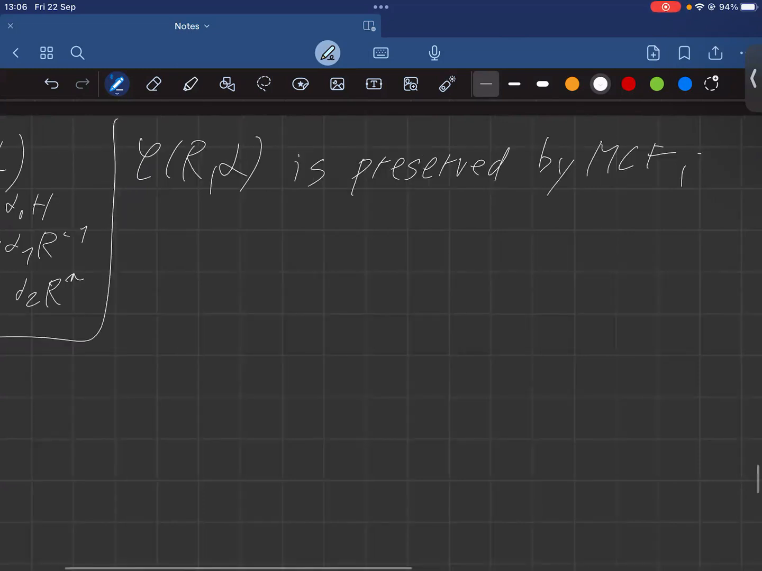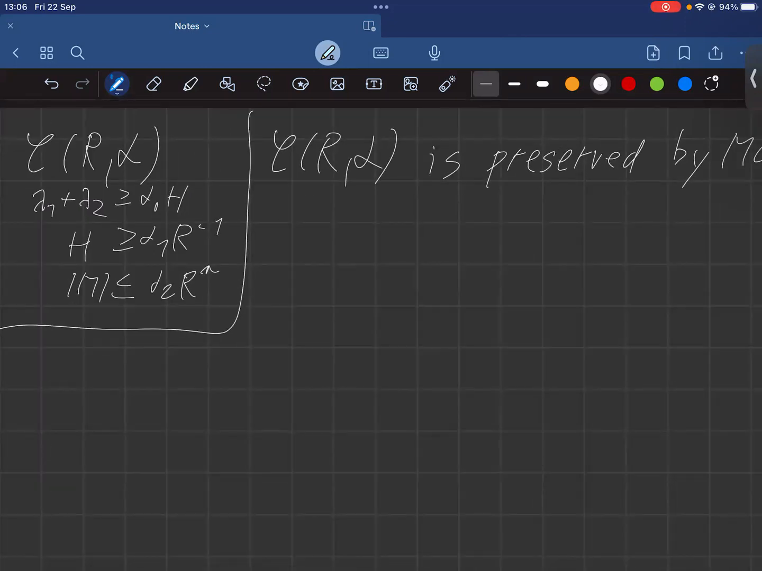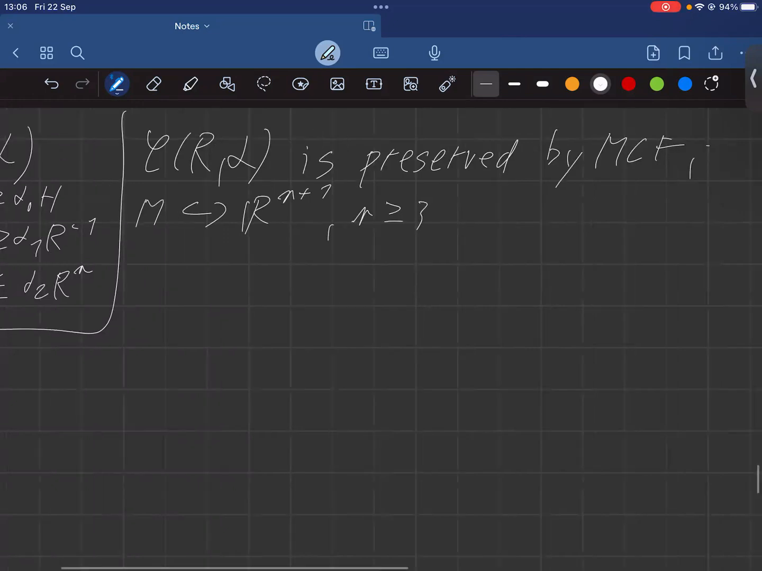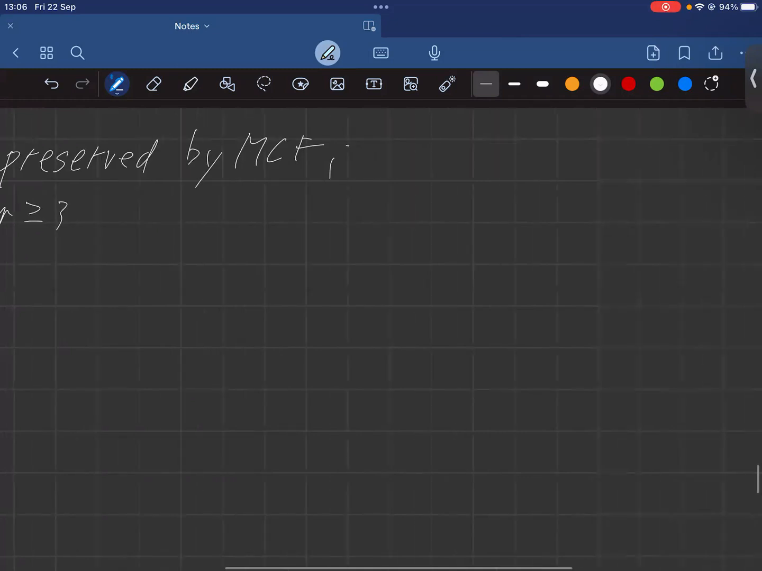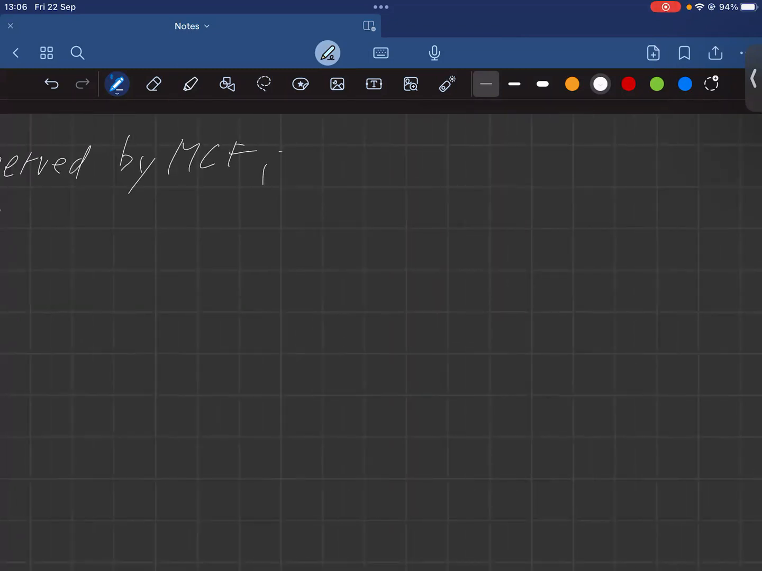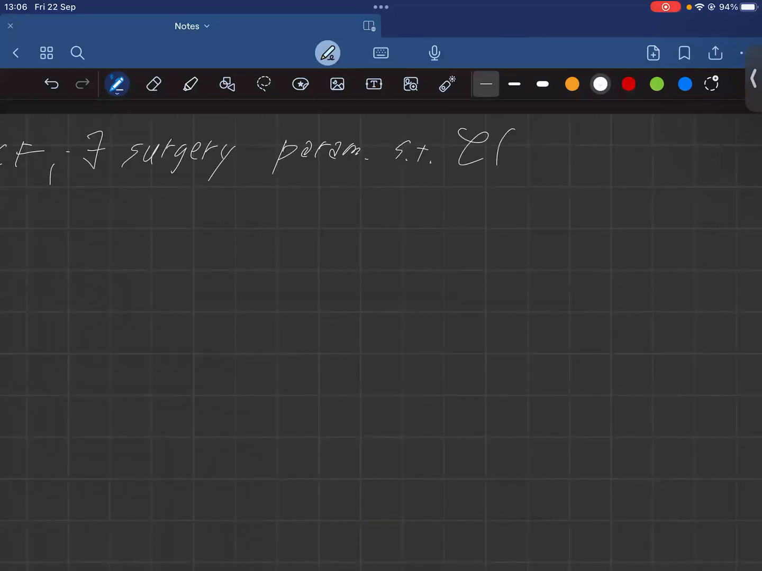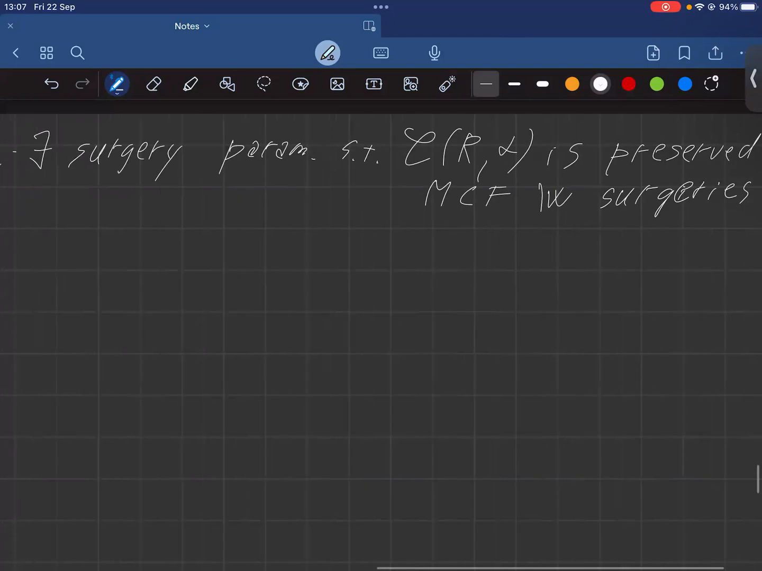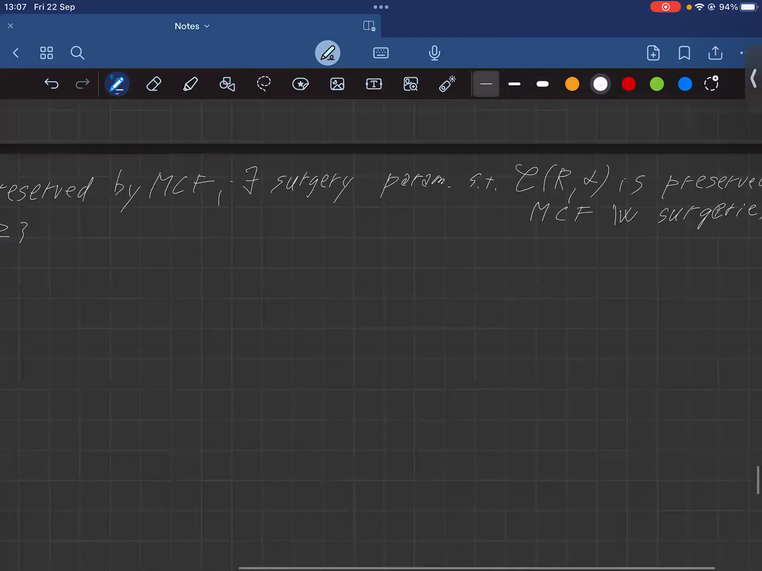So this is nice. This means that when we start with a manifold that is in this class, I guess I should mention our manifolds are immersed in R^(n+1) for n greater than or equal to 3. The case n equals 2 is somehow more difficult, but maybe we'll get to that towards the end of the talk. And also what was shown by James last time is that there exist surgery parameters such that the class is preserved by, let's say, mean curvature flow with surgeries, provided that the surgeries are performed with our chosen surgery parameters.